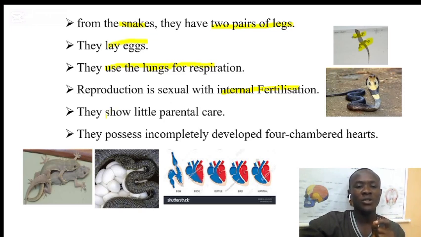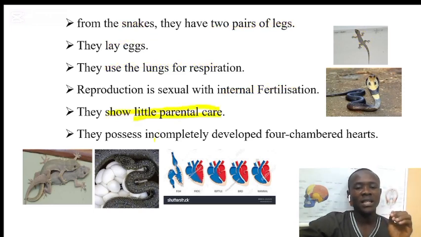And next, they show little parental care. For them, when they lay their eggs, they cover it with sand or dry leaves. They move on without caring for it. So the young can hatch out of the egg and they can survive on their own without any parental care. That's why we say they show little parental care.